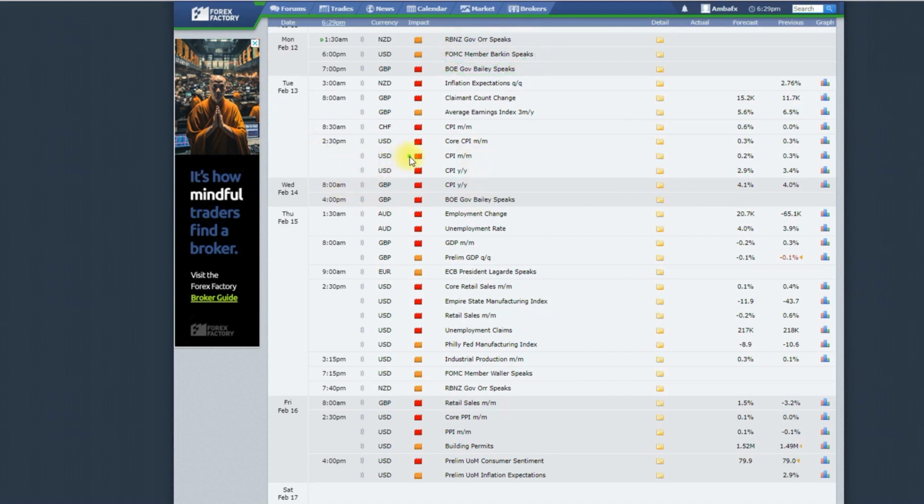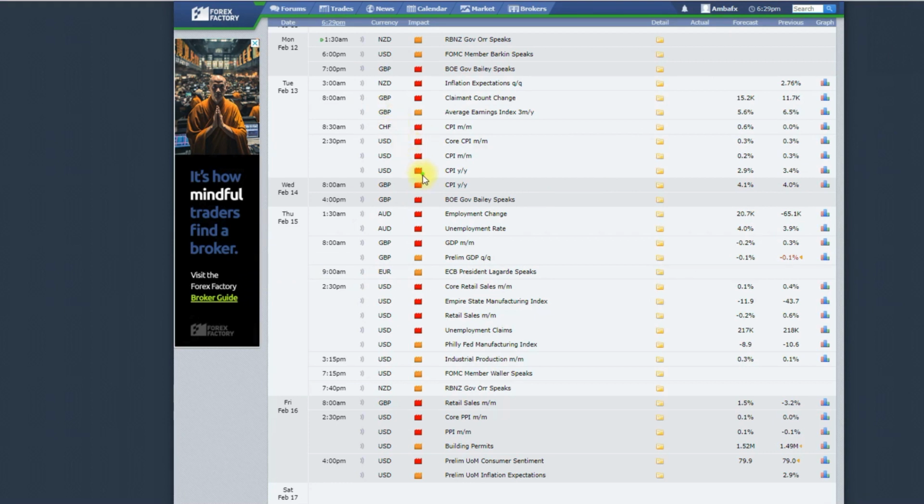On Tuesday, we have the inflation expectations from New Zealand and the GBP. Then we have the CPI on Tuesday. So probably this is our focus on Tuesday, the US dollar CPI and the Swiss franc CPI. So we might actually look at USD/CHF on Tuesday, because they both want to drop their inflation reports. That is the CPI, an inflation gauge report.